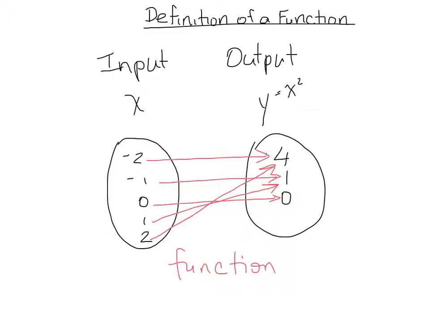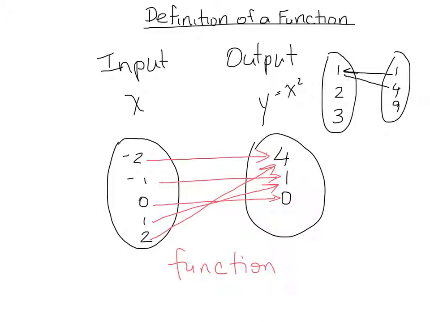However, if I had instead the other way around, if my input values were, let's say, 1, 2, and 3, and my output values were 1, 4, and 9, I'm just making something up here, and let's say 1 went to 1 and 4 also went to 1, then this would not be a function. And the reason is, again, for that relationship to be a function, the x can't have more than one y value coming to it.